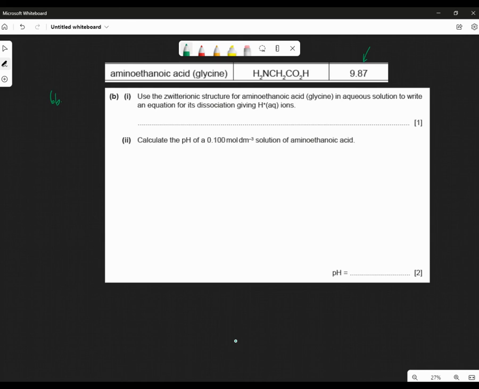Well, let's first of all draw the amino acid. So it's NH2, CH2, CO2H. All right. And now I'm going to change this into the zwitterionic form. So I'm going to take the proton here and put it over here. How am I going to do that? Well, I'm going to use a rubber. I'm going to change this to NH3 and put a plus there, and this is minus. So this is the zwitterionic form.